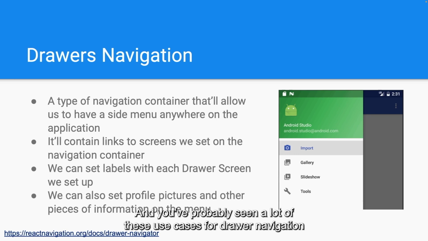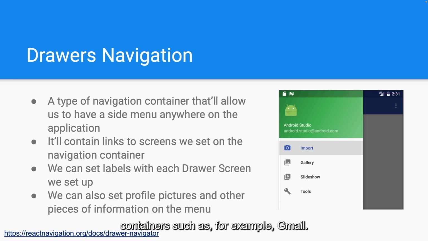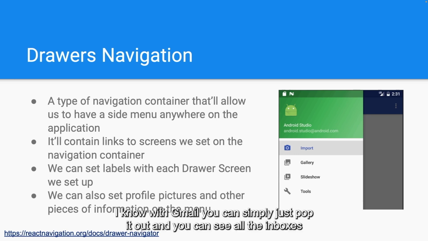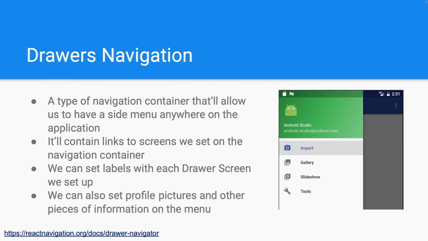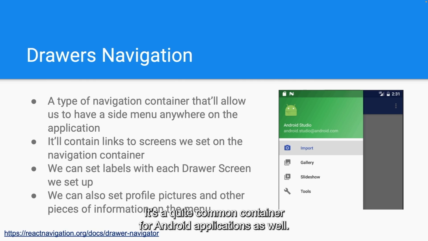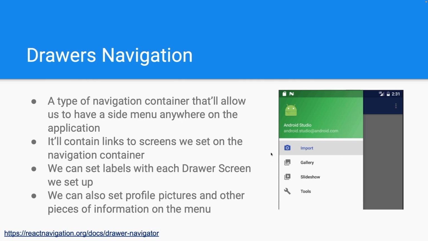And you've probably seen a lot of these use cases for drawer navigation containers, such as, for example, Gmail. I know with Gmail, you can simply just pop it out and you can see all the inboxes in regards to the accounts that you have. And it's a quite common container for Android applications as well.